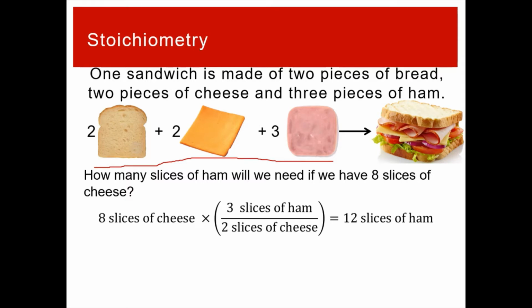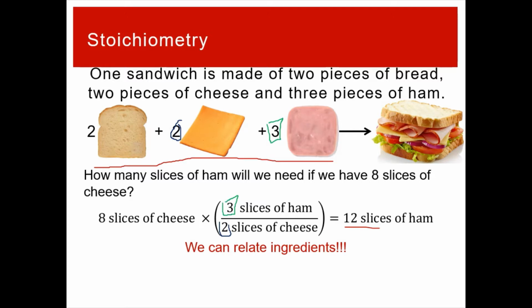And we can see that we can still use those coefficients. The 2 slices of cheese is 2 slices of cheese. Let's switch to green. The 3 pieces of ham is the 3 pieces of ham. So what this tells us is that for every 2 pieces of cheese, we will need 3 pieces of ham. Because I have 8 divided by the 2 gives me 4, and then 4 times 3 gives me 12. So I can see that overall, I'm going to need 12 slices of ham. So I can relate amounts of ingredients using the recipe as well.